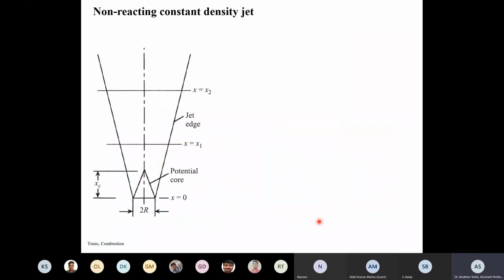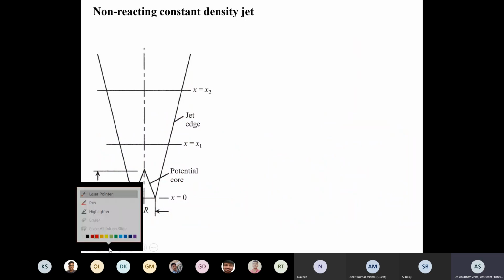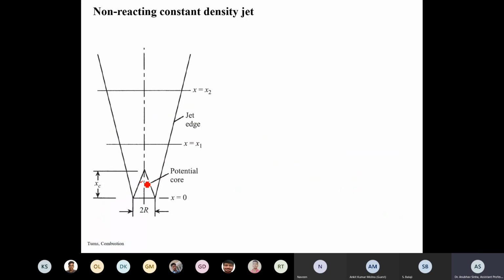So let us talk a bit about non-reacting jet. Before I burn fuel, I'll just put some gas, let us say methane. Once you release methane, it is a methane jet, and it will spread out. Up to this region, which is called the potential core, you have pure methane. There is no mixing. What will happen after that is air will start to diffuse from both the sides.